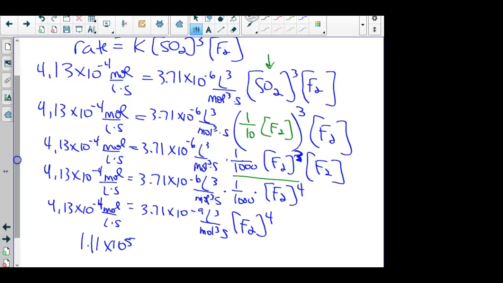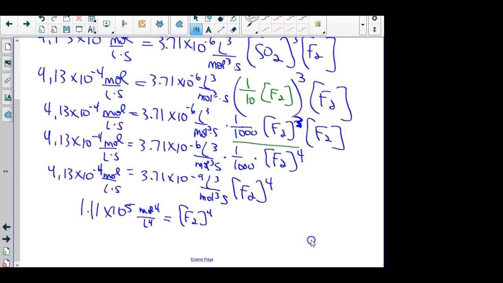Now, let's talk about units. I will tell you what the units are, and then I'll show you. So the units are going to be moles to the 4th, liters to the 4th equals F2 to the 4th. Take the fourth root of both sides. If you don't know how to do that in your calculator, I will show you when I return tomorrow. And you should get the concentration of F2 to be 18.3 moles over liters.